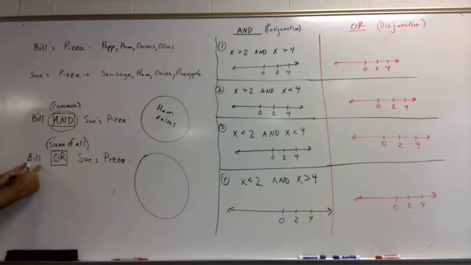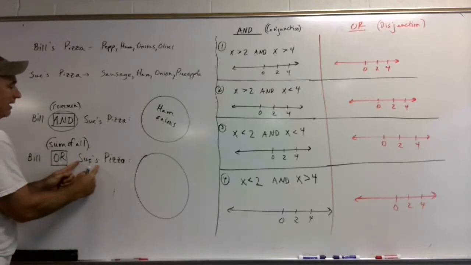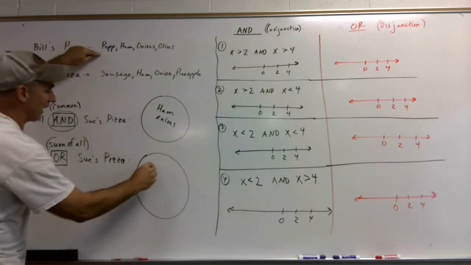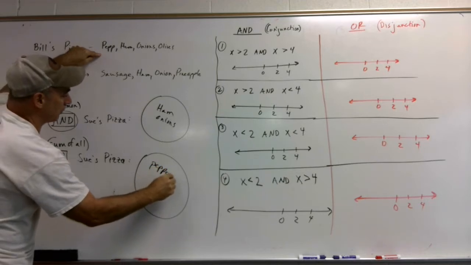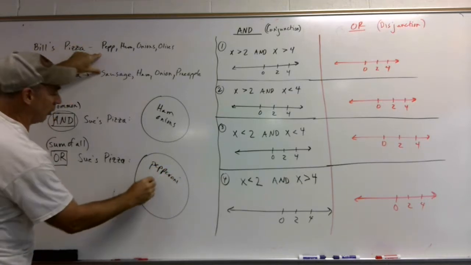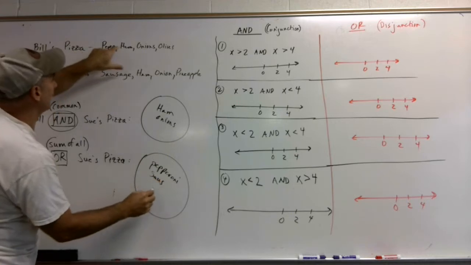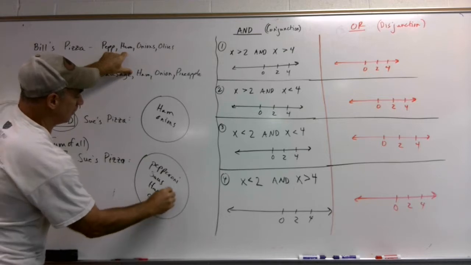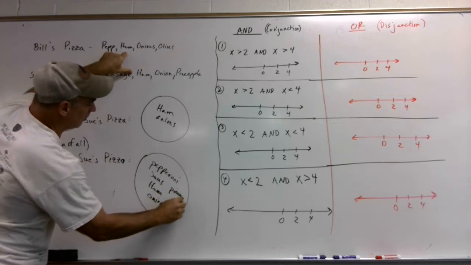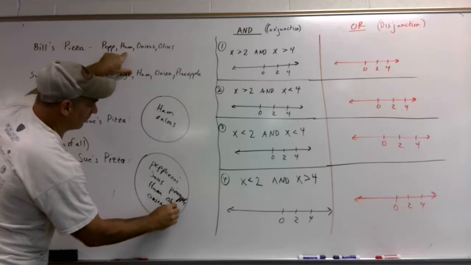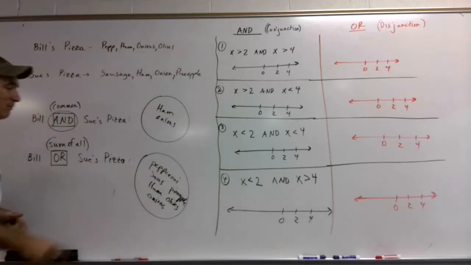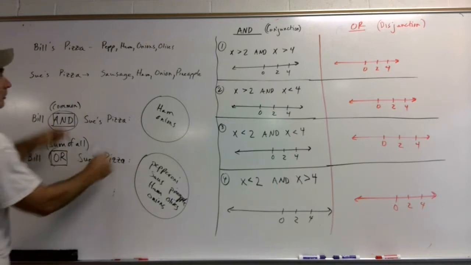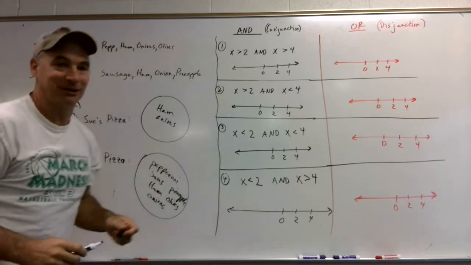So if we look at all that's on Bill's Pizza and all that's on Sue's Pizza, and we just take the sum of it, we would have pepperonis, we would have sausage, definitely ham, we would have onions, pineapple, and olives. Now that looks a little bit gross to me, but mathematically speaking, if you're going to order Bill or Sue's Pizza, you're going to take all the items added together.